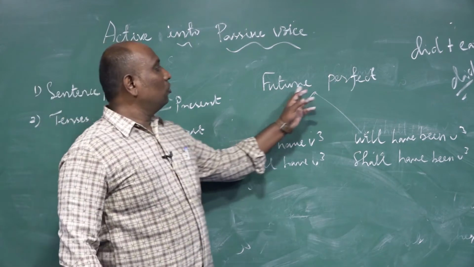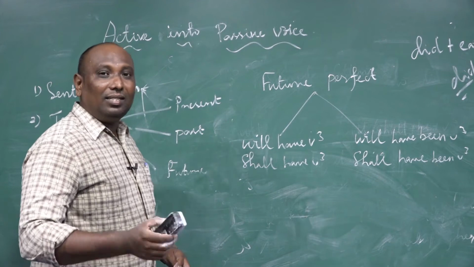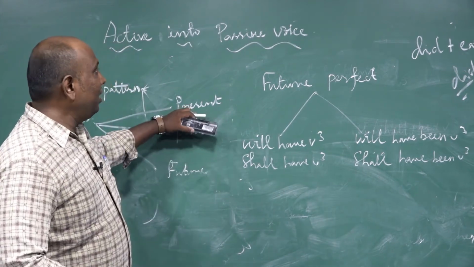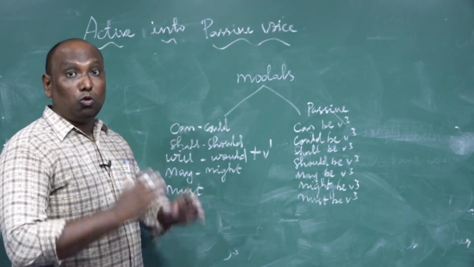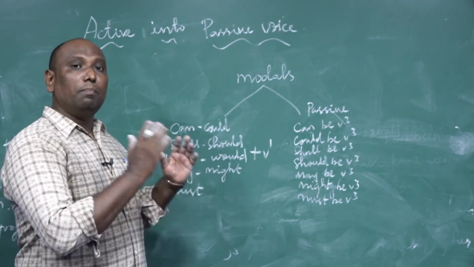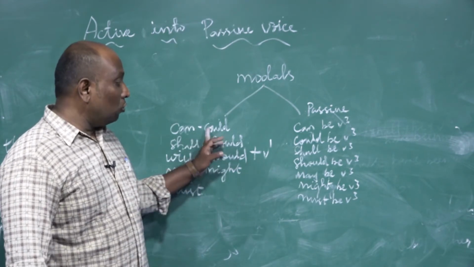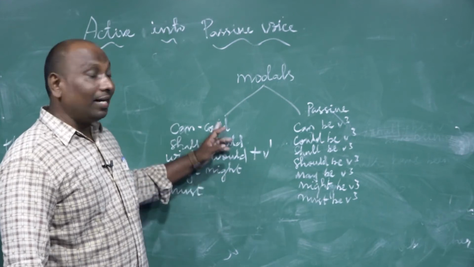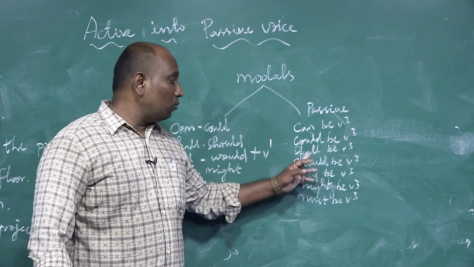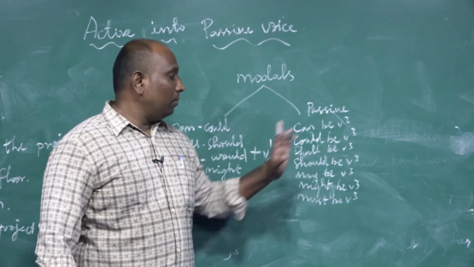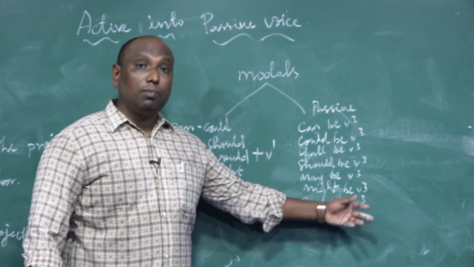Next tense form, future perfect continuous tense. For that, there is no passive voice. These are the basic things we must know while writing active voice and passive. Now, while writing the modals. So what are the modals? Can, could, shall, should, will, would, may, might, must. These are called modals. While writing modals, modal plus verb first form should be used in the active voice. While writing the passive voice, can be plus verb third form, or could be plus verb third form, shall be plus verb third form, should be plus verb third form, may be plus verb third form, might be plus verb third form, or must be plus verb third form.